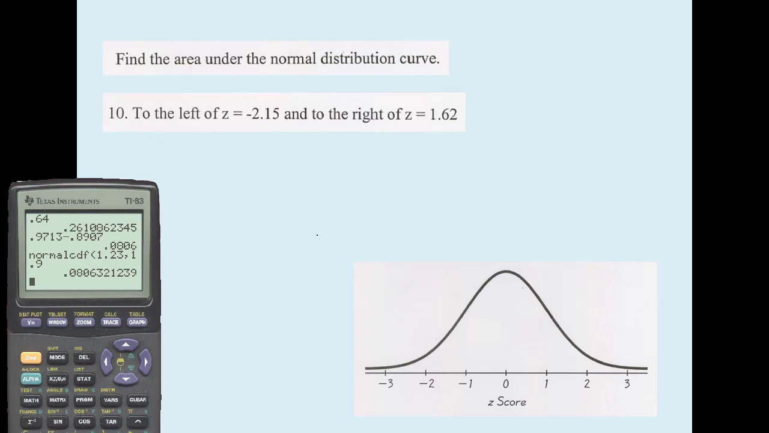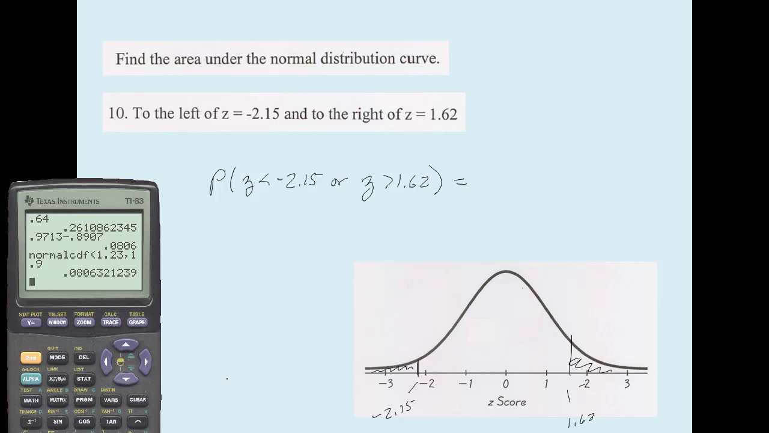All right, going down here, I want to find the area to the left of negative 2.15, so that's right here. And to the right of 1.62, which is over here. So I want this area over here and this area over here. So the probability that z is less than negative 2.15 or z is greater than 1.62 is going to be equal to the areas' total.